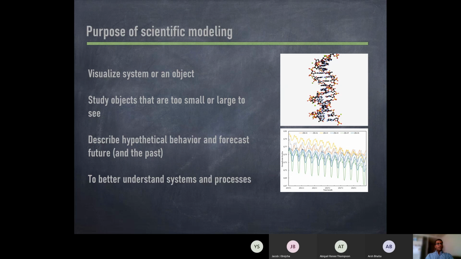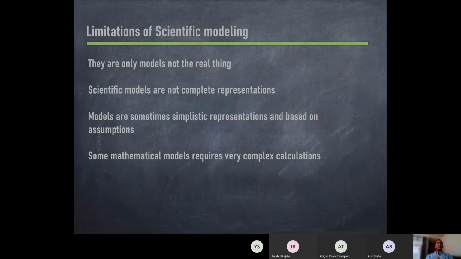Okay. If not, then I'm going to go to my next slide. So there are limitations of scientific modeling, or scientific models, as well, right? They are only models, not the real thing. So you cannot fully represent the natural thing, or the real thing, all the time in the models. In fact, most of the models have some sort of assumptions, right?